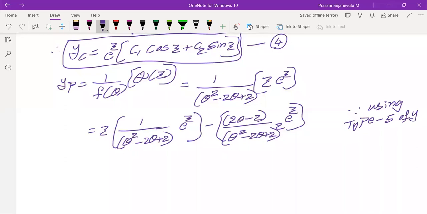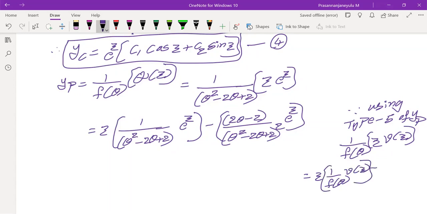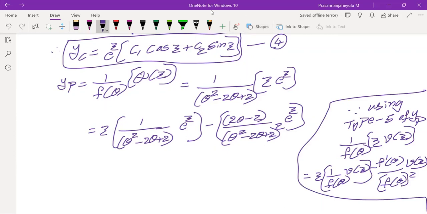Type 5 of yp. What is the formula? 1 by f of theta of z into v of z. I am writing in terms of z only, just not to get any confusion. So we get yp equals z into 1 by f of theta of v of z minus f dash of theta by f of theta whole square of v of z. This is the process. So using this formula, I expanded the formula here.